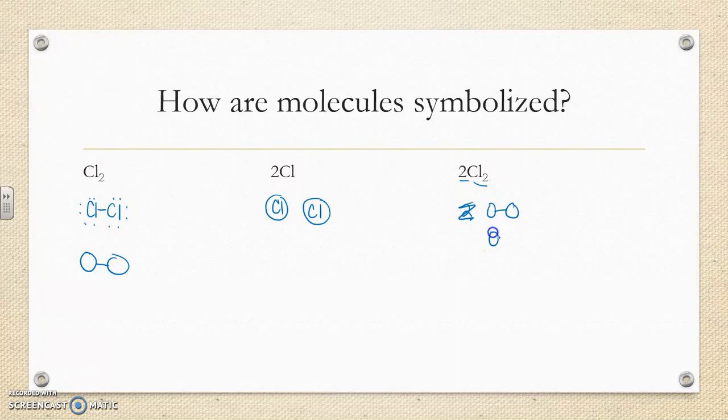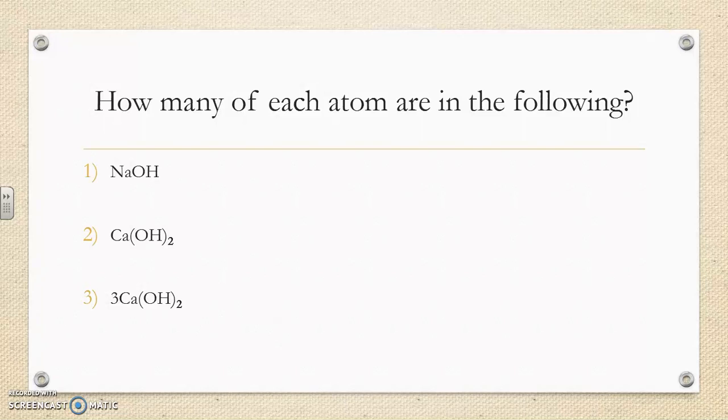Or we could say like this. And so we would have a total of 4 chlorine atoms and 2 chlorine molecules. Okay, that should be pretty easy. Well, we need to know that because when we're balancing equations, we need to be able to tell how many of each atom are in each molecule. You guys have done this already, but let's practice it again.